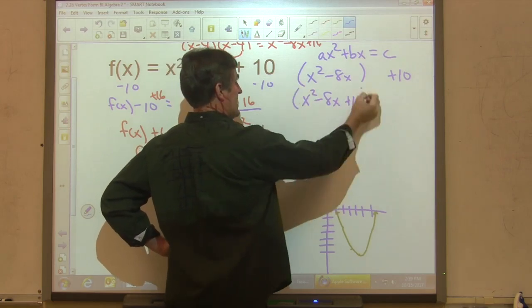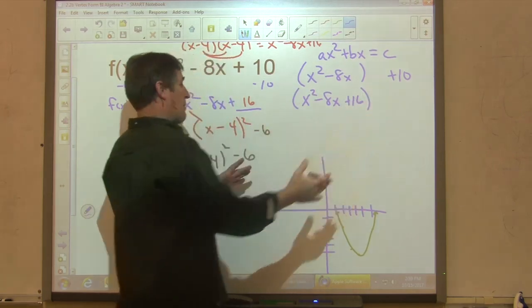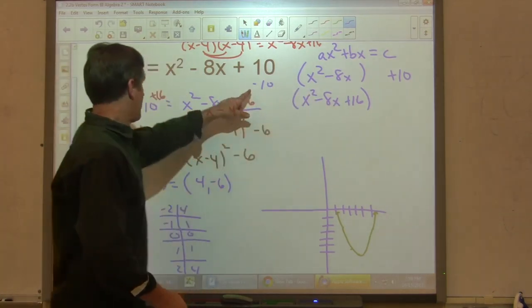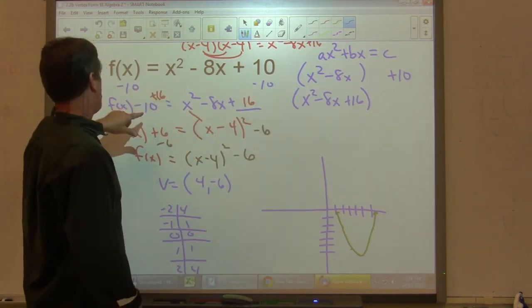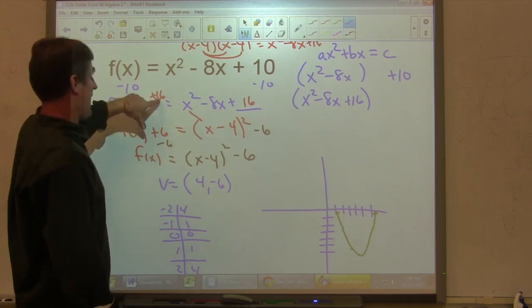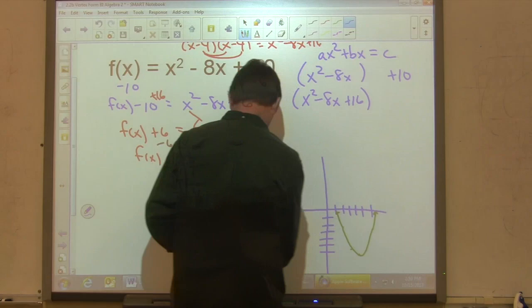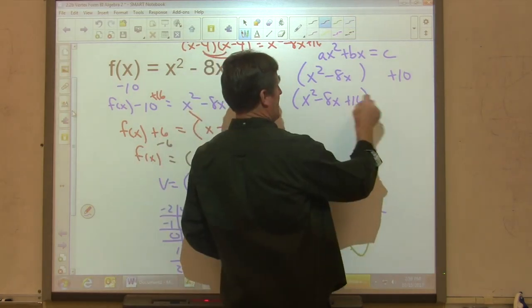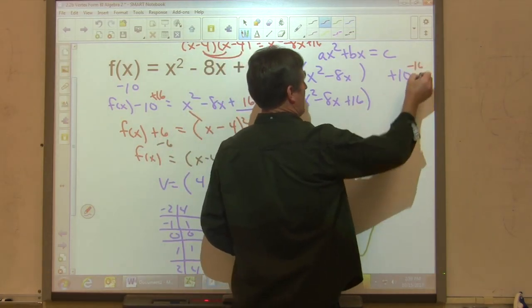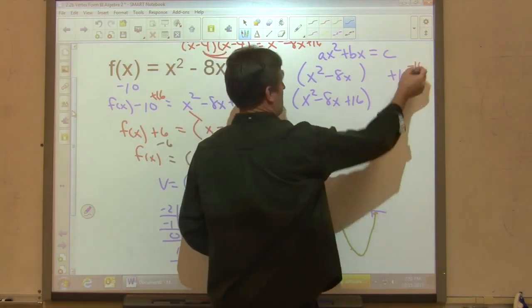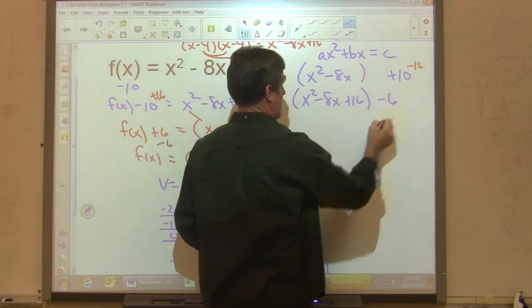So we added 16 inside. So remember, an equation is like a balancing scale. Whatever you do to one side, you have to do the other side. So before we subtracted, we added that 16 over to this side. But if we're just going to work on this side, since we added 16 inside, to keep this balanced, we can subtract 16 on the outside. And 10 minus 16 would be minus 6.